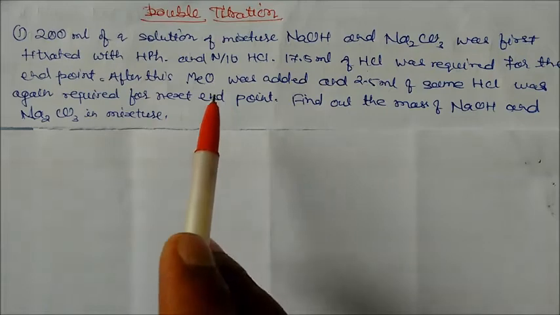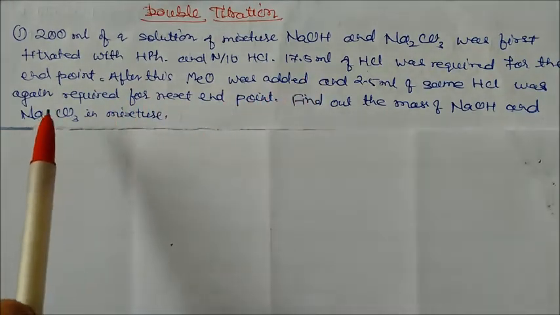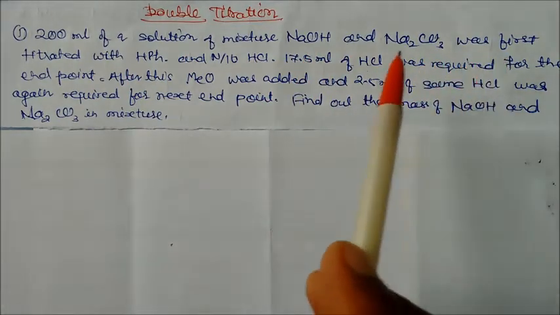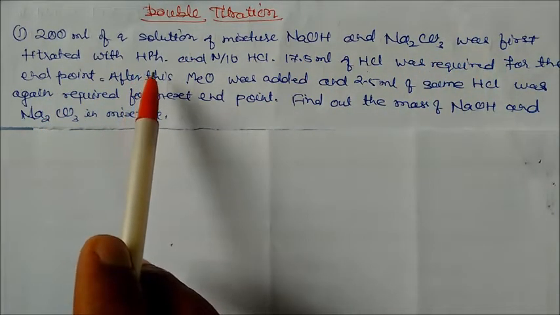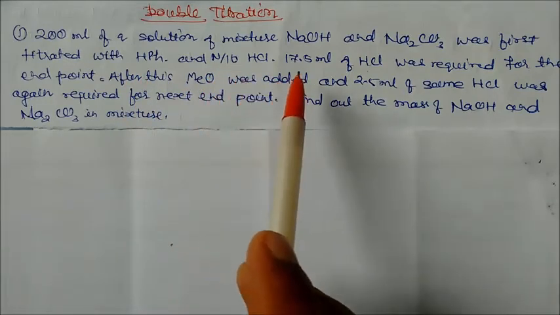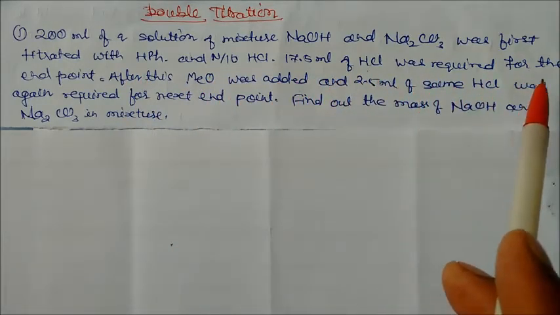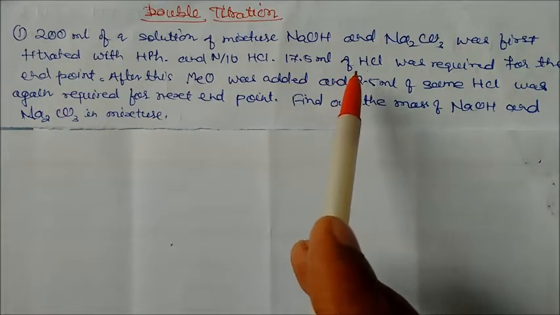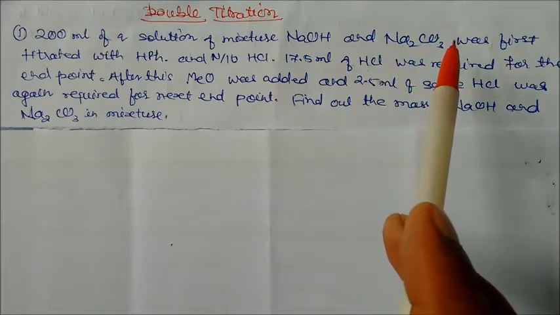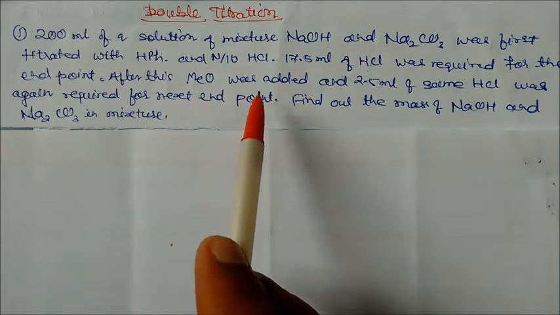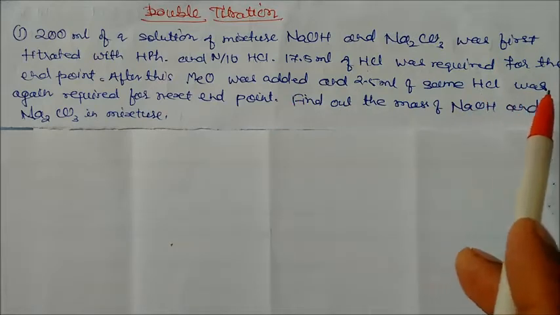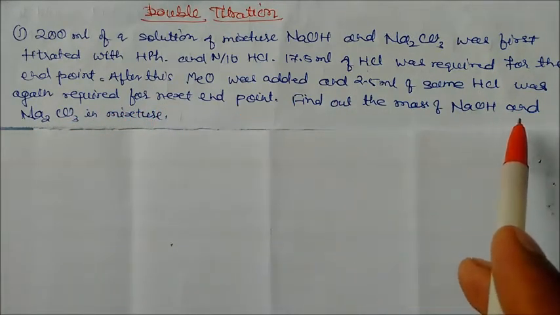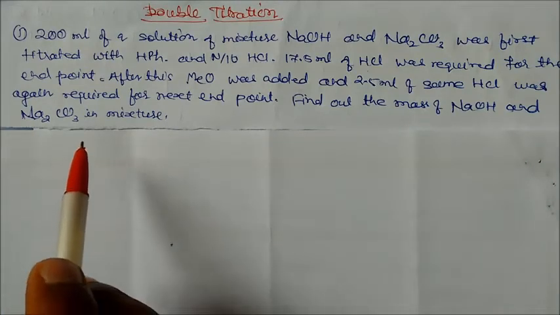See, we will solve some problem based on double titrations. 200 ml of a solution of a mixture of sodium hydroxide and sodium carbonate was first titrated with phenolphthalein and N by 10 HCl. 17.5 ml of HCl was required for the end point. So this HCl titrated with these two mixtures, sodium hydroxide and sodium carbonate. After this, methyl orange was added and 2.5 ml of the same HCl was again required for the next end point. So find out the mass of the sodium hydroxide and sodium carbonate in the mixture.